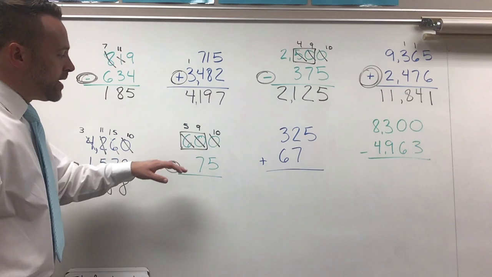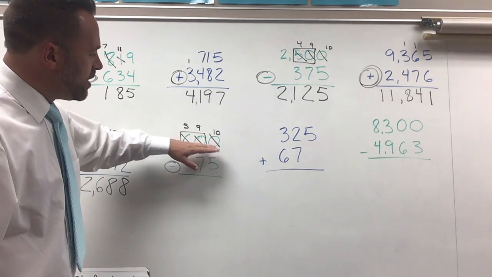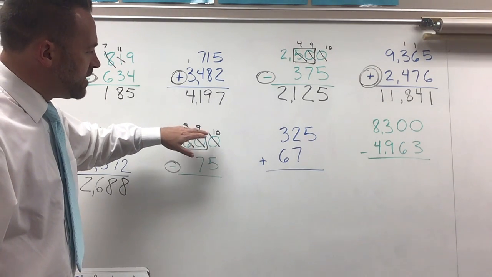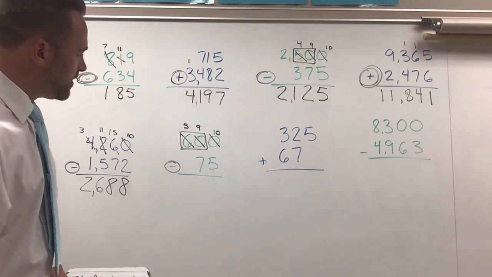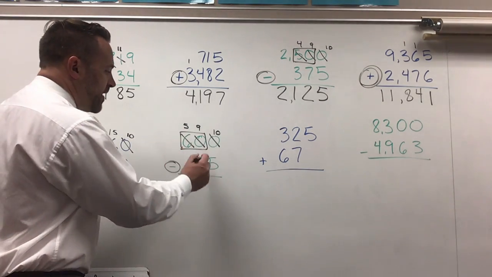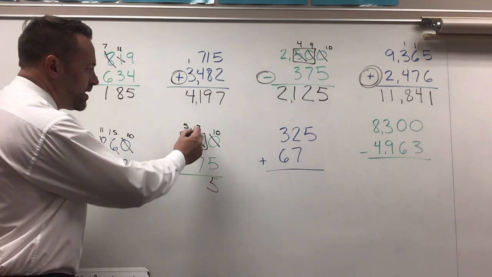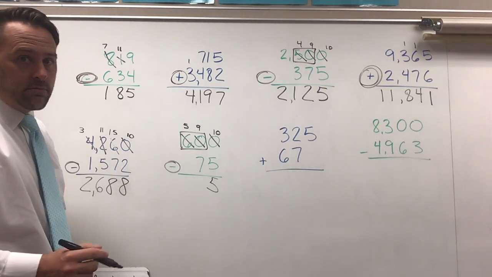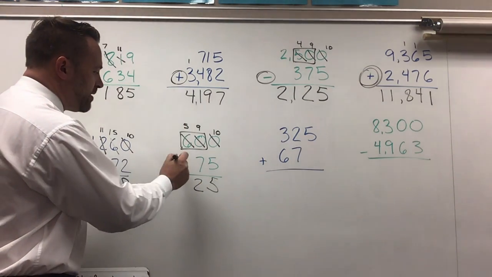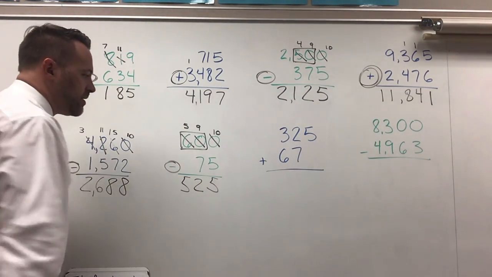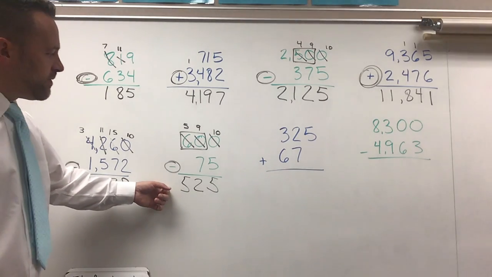So another way to think about it is, instead of 600, you have 590 plus 10. Well, 590 plus 10 is 600, okay? 10 minus 5 is 5. 9 minus 7. And 5 minus 0 is still 5. 525, okay?